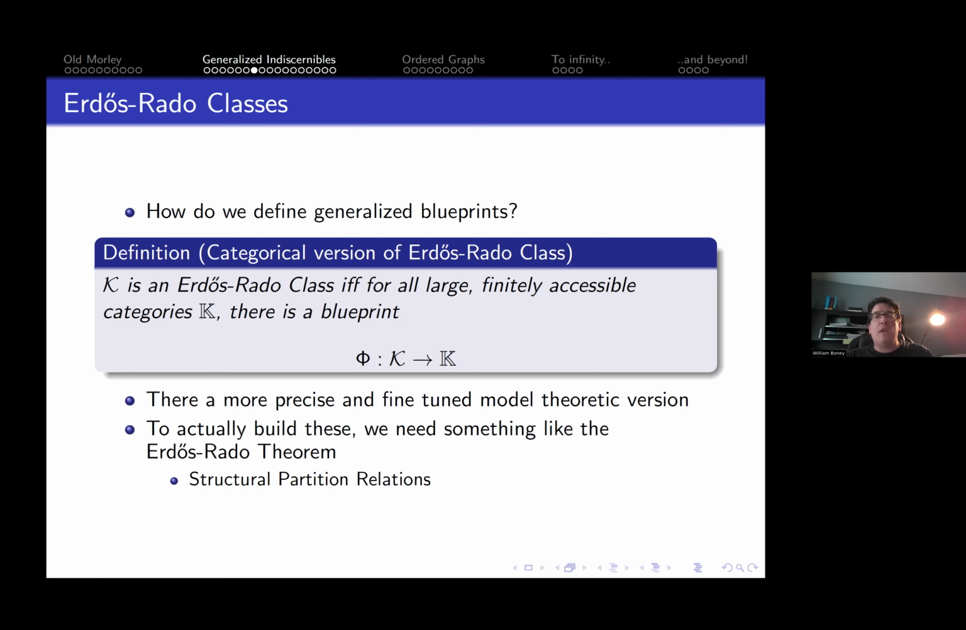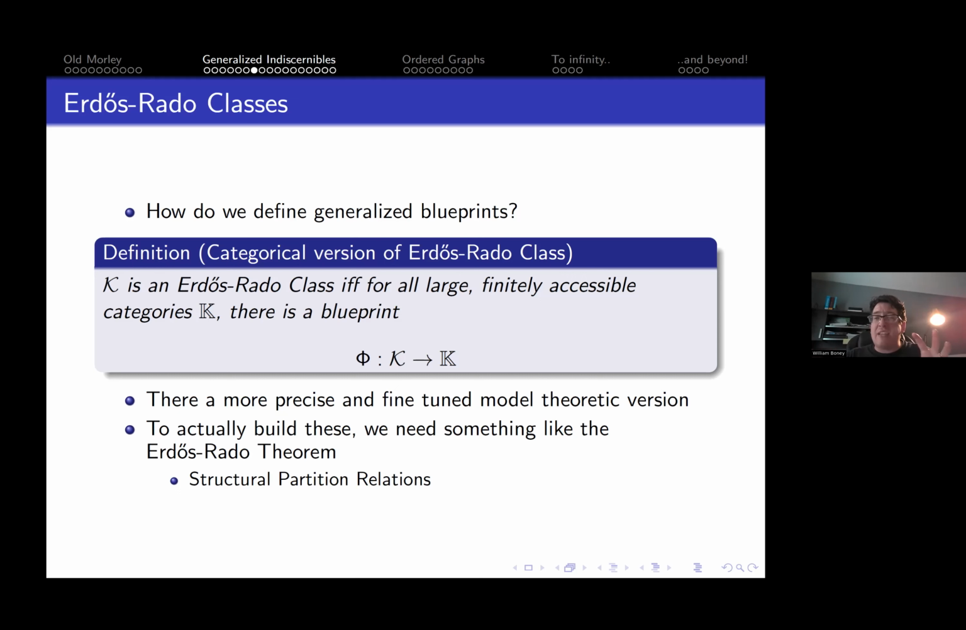And so in first order logic, when you build generalized indiscernibles, you need a structural Ramsey's theorem, which is this whole theory of Ramsey classes that has popped up. And there's a lot of great study there. To do this for finitely accessible categories, infinitary model theory, whatever, you need some structural version of the Erdős-Rado theorem. And that's what I want to talk about now.